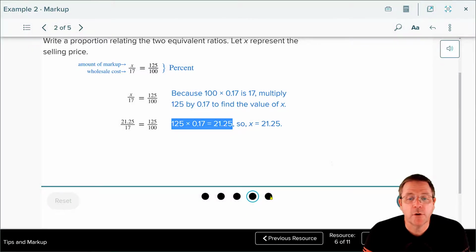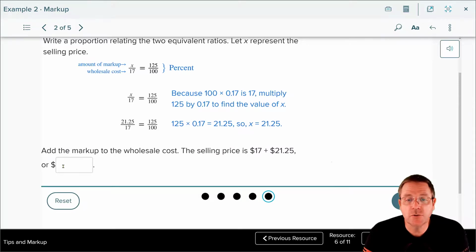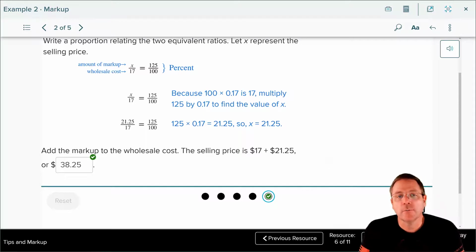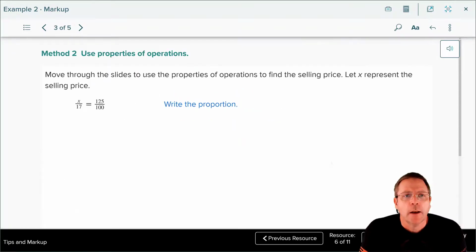Finally, we have to go back and add those two numbers together, and when you add $17 to $21.25, that's going to give us, let's see, $38.25. Check our answer. The answer checks well. Now that was using the ratio method.